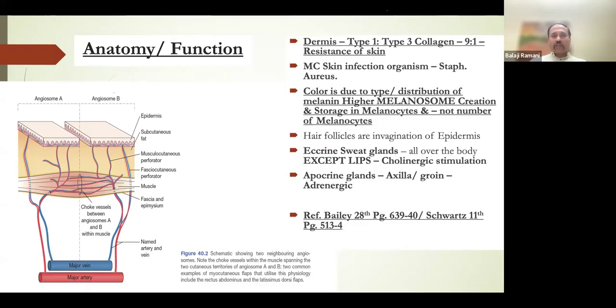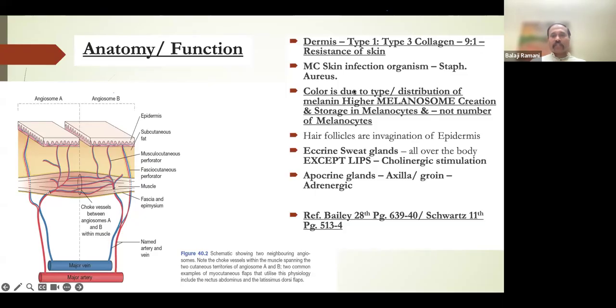Now, infections, we all know Staph aureus is the most common one. And this is again a common thing. What is the role of melanosomes? What is the role of the number of melanocytes? So color is due to the type and distribution of melanin, with higher melanosome creation and storage in melanocytes. It is not the number of melanocytes. It is the melanosomes that are important.